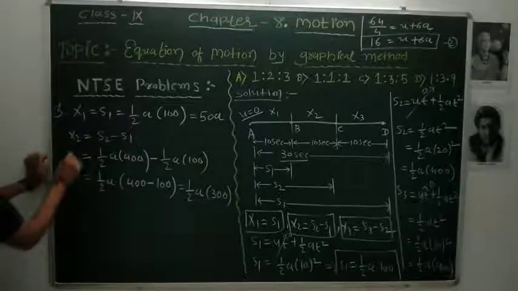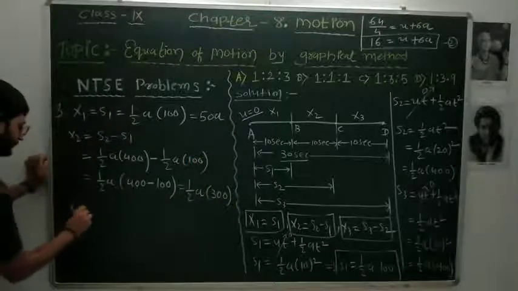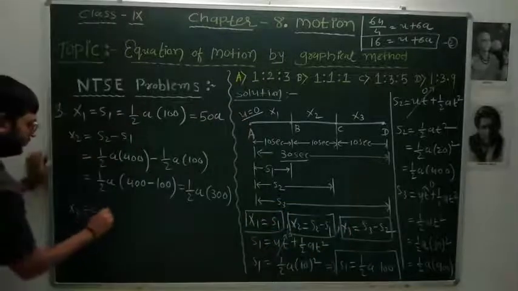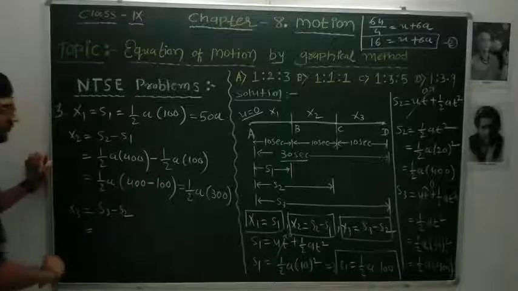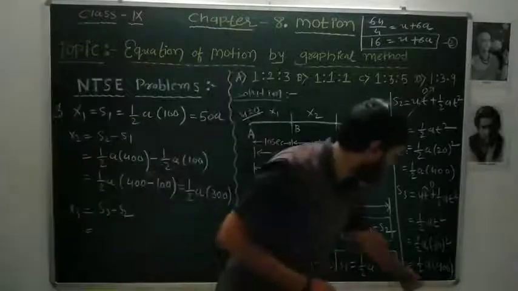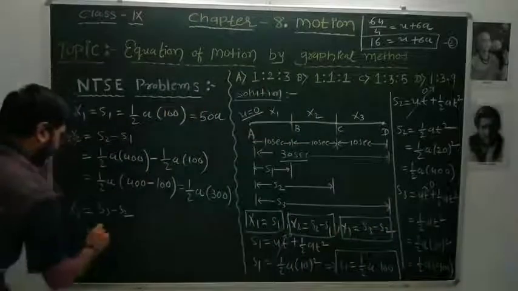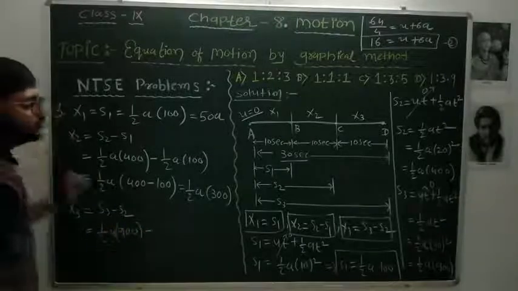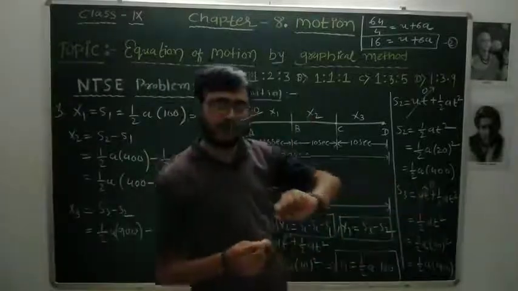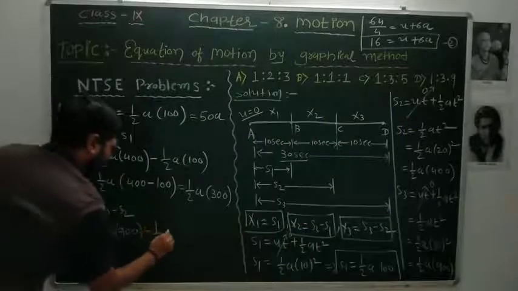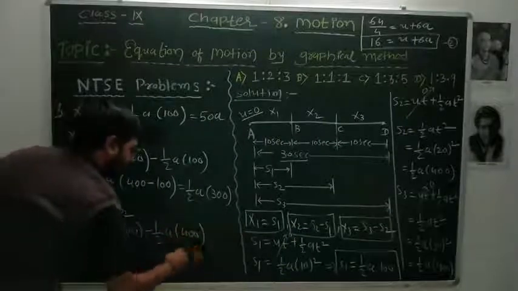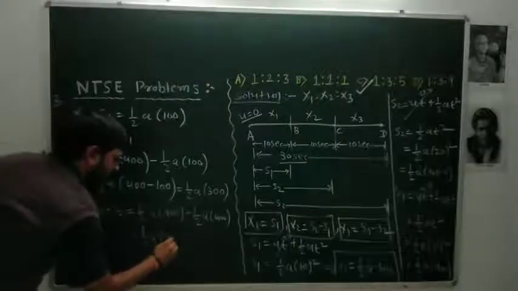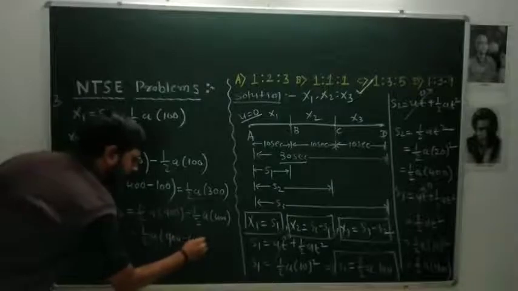Then x3 is S3 minus S2. S3 is half A times 900, minus S2, which is half A times 400. Now taking half A common, 900 minus 400 is 500.